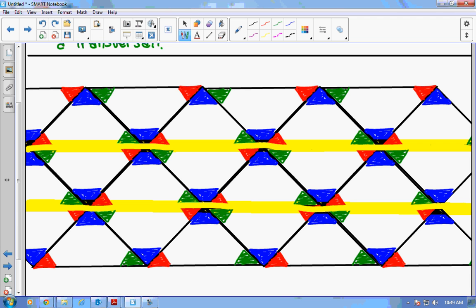Then I need you to take that same color and highlight one of the transversals. What's a transversal? A line that cuts through, in our case, the 2 parallel lines. So I would choose one of the ones in the middle, and you only need one. Right there. Make sure it's in the middle.